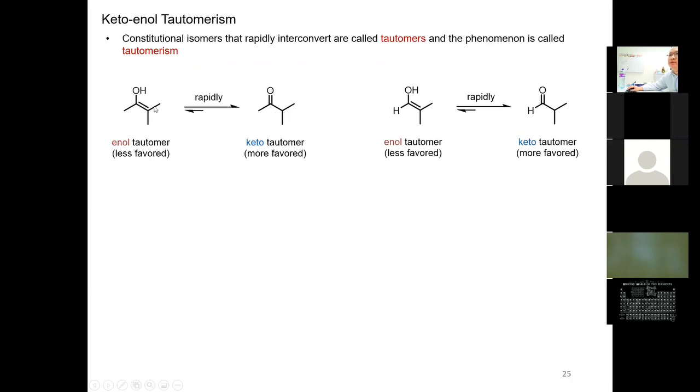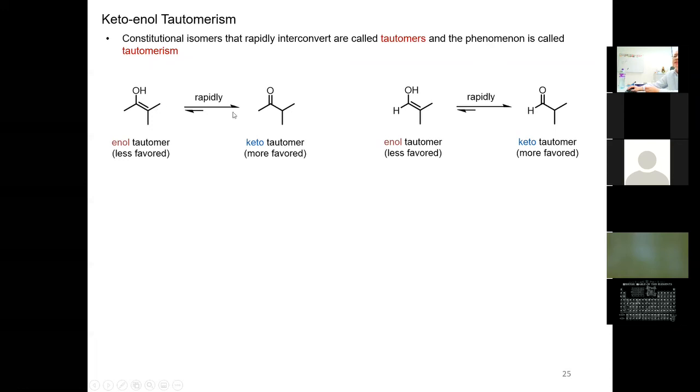All these: 1, 2, 3, 4, 1, 2, 3, 4, 5, 5 carbons, okay? 1 oxygen. So they can interchange. So this can easily change into here. And the keto tautomer is more favored. That means once you have a little bit of enol in your reaction, it will convert to the ketone rapidly. Okay, there's no way you can catch it because it will turn into the ketone rapidly.